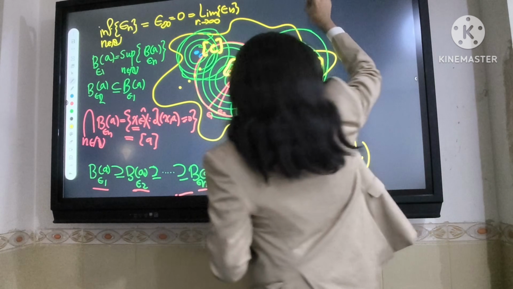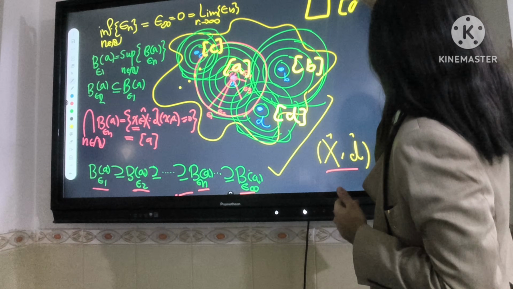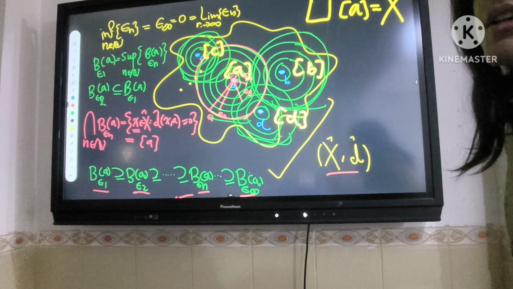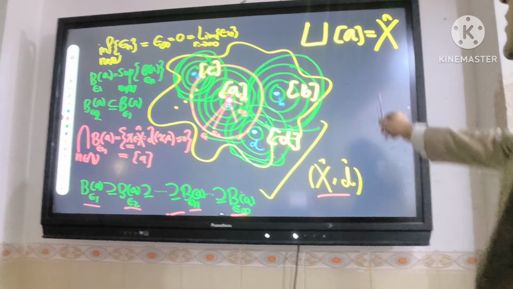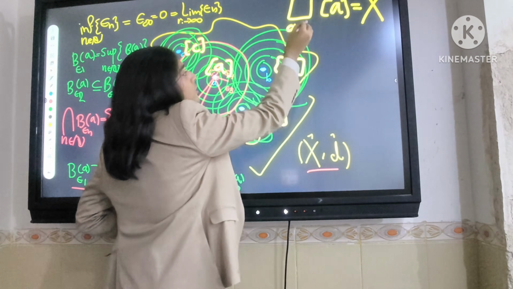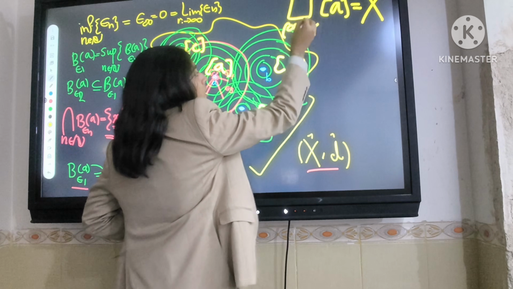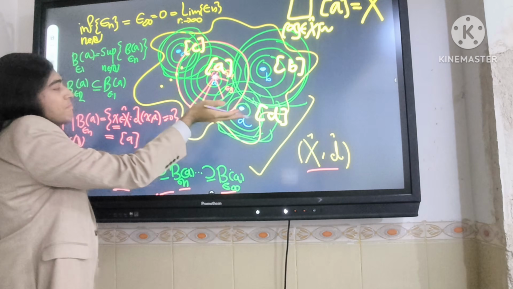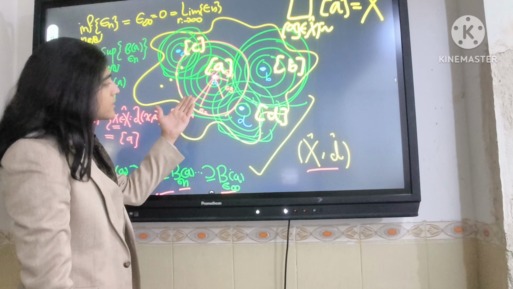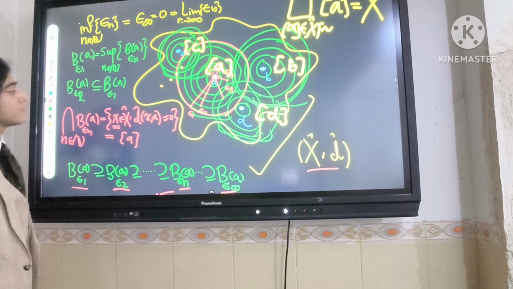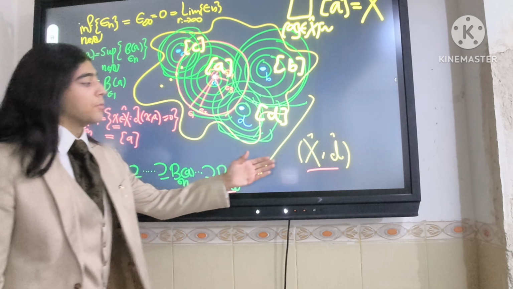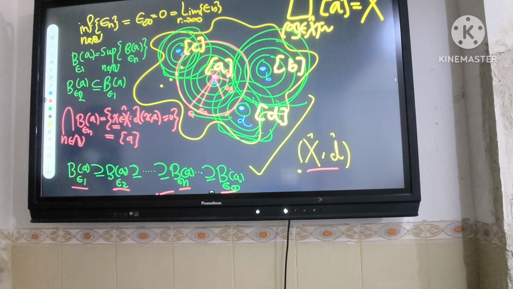Now, the union of all these equivalence classes gives me the pseudometric space itself, if you can see here. So, of course, for all members of all equivalence classes inside the pseudometric space, which are members or elements in the Kolmogorov quotient of the pseudometric space.